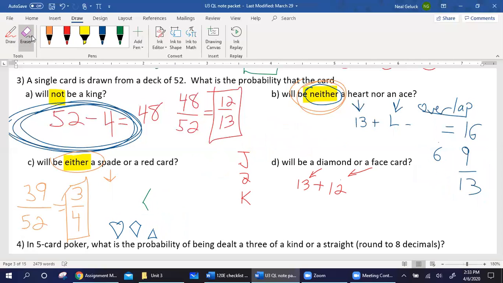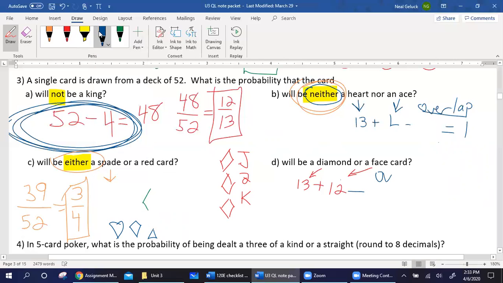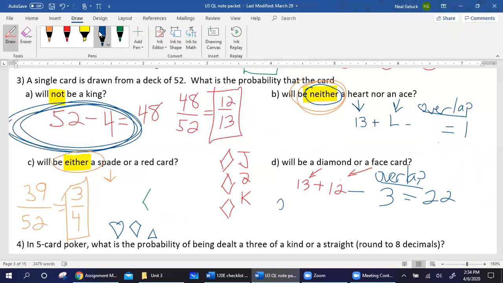Let me give myself a little space here. That means I double counted the jack of diamonds, the queen of diamonds, and the king of diamonds. I counted them in both the category diamond and face card. So there were 3 cards of overlap. So that tells me there are 22 cards that are either a diamond or a face card. I put that over the total, 52. 2 can go into both of these, and this becomes 11 over 26.